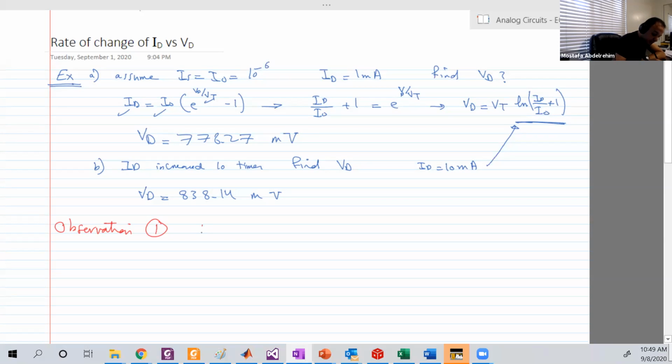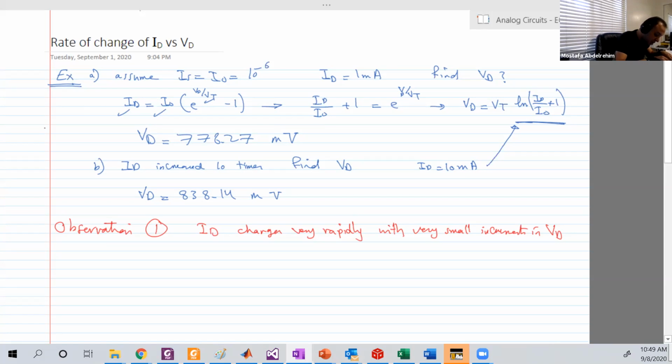ID changes very rapidly with very small increments in VD. And that's actually the relation, the exponential relation.